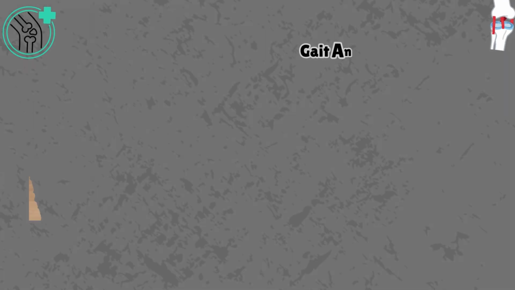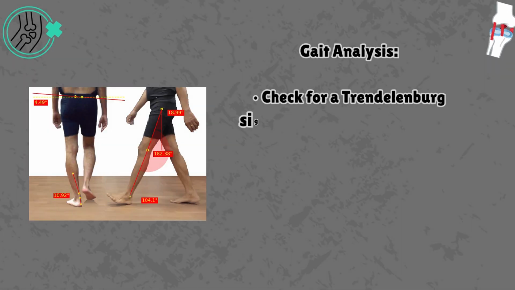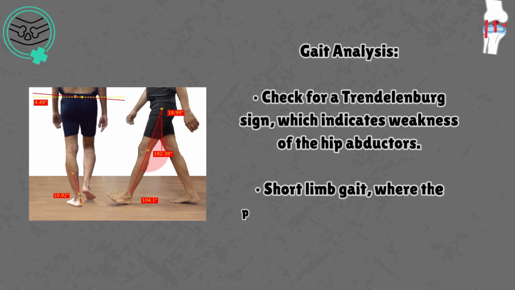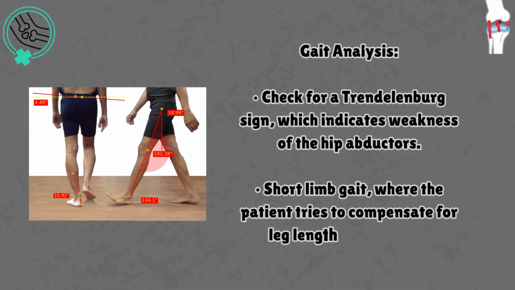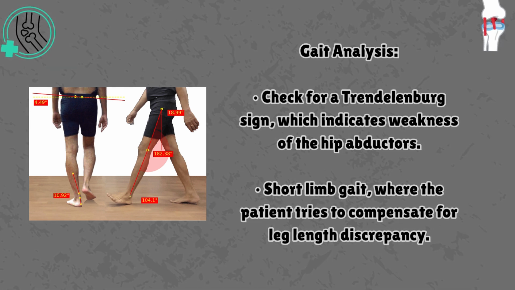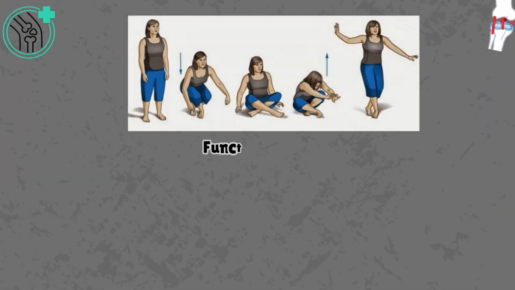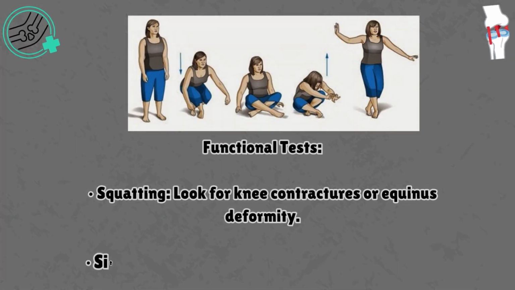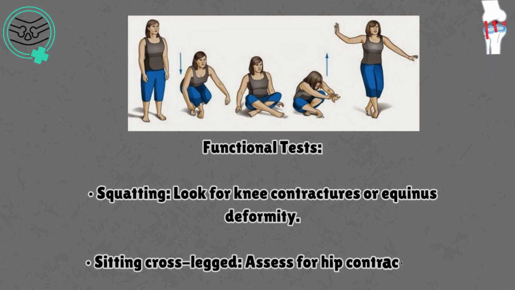Gait analysis. Check for a Trendelenburg sign, which indicates weakness of the hip abductors. Short limb gait, where the patient tries to compensate for leg length discrepancy. Functional tests. Squatting, look for knee contractures or equinus deformity. Sitting cross-legged, assess for hip contractures.